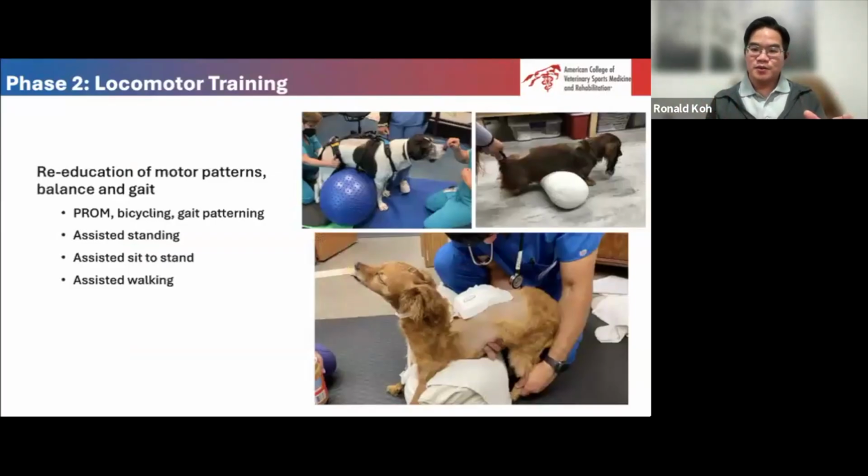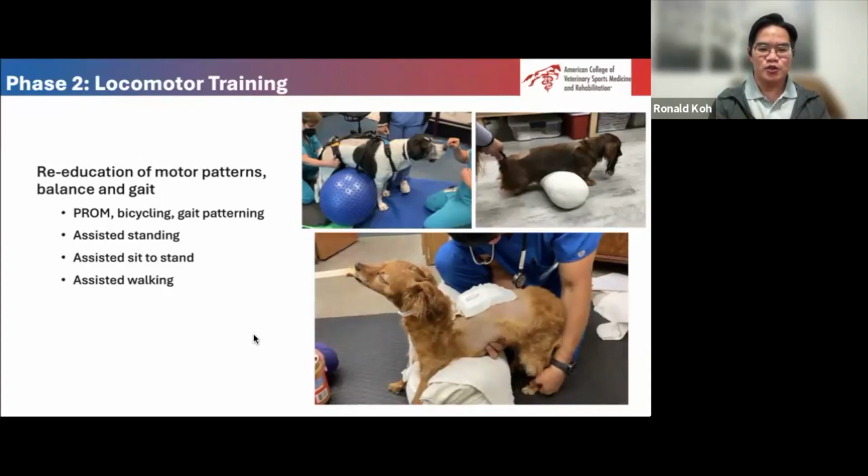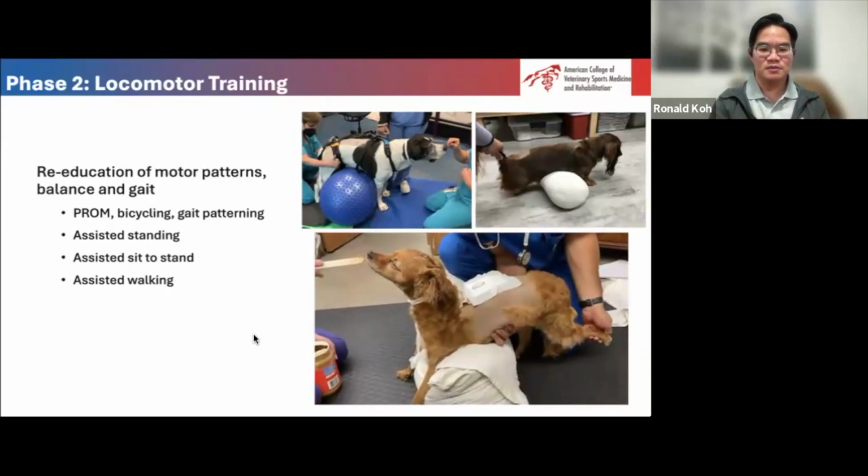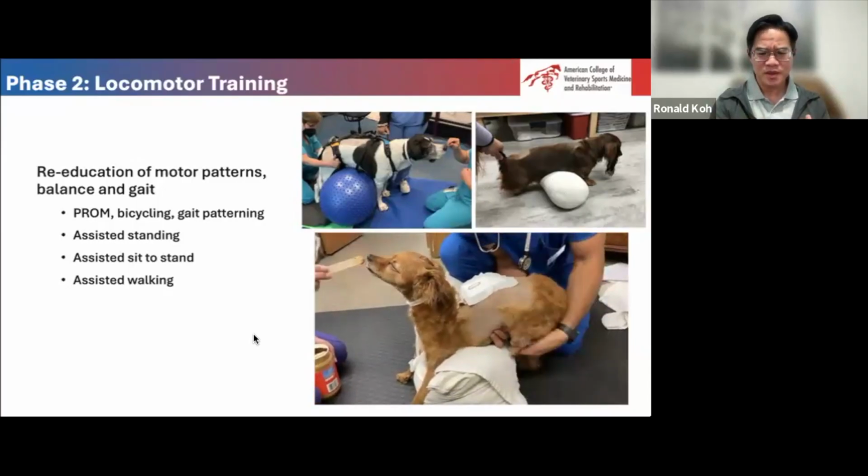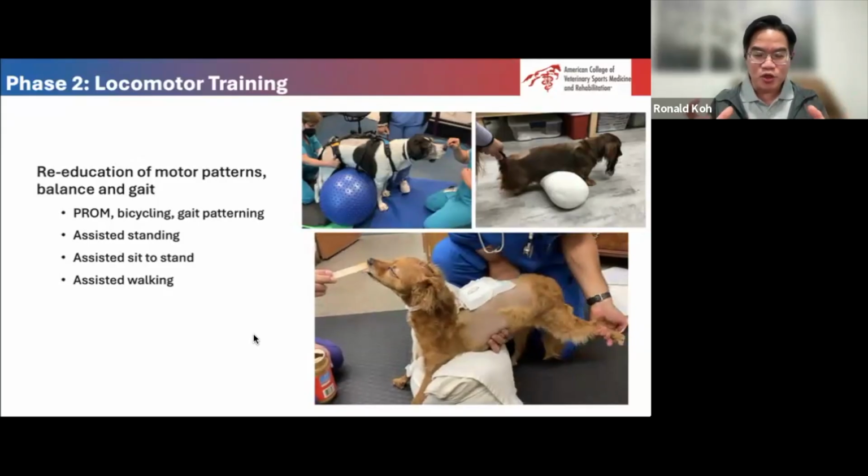Again, we're still in phase 2. Some other exercises that I would do would be the same thing: passive range of motion, bicycling, gait patterning, with or without support. You could assist them using the harness or the therapy ball. For small dogs, you can just use a pillow or rolled towel and do that. And this is a case of how I do my gait patterning and stretching. Not stretching again, the toe pinching.